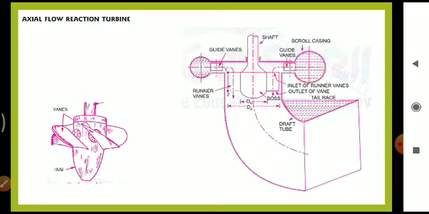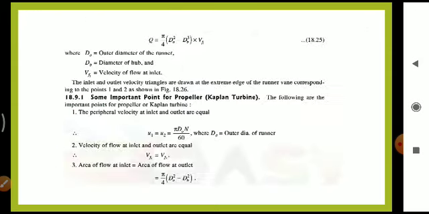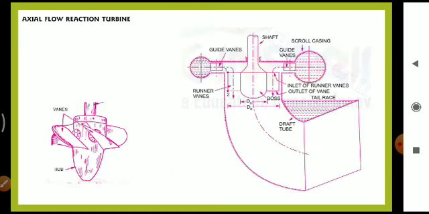So the flow of water will be in the shape of a hollow cylinder. The outer diameter of the hollow cylinder will be the outer diameter of the vane, DO, and the inner diameter of the hollow cylinder will be the inner diameter of the vane, DB.